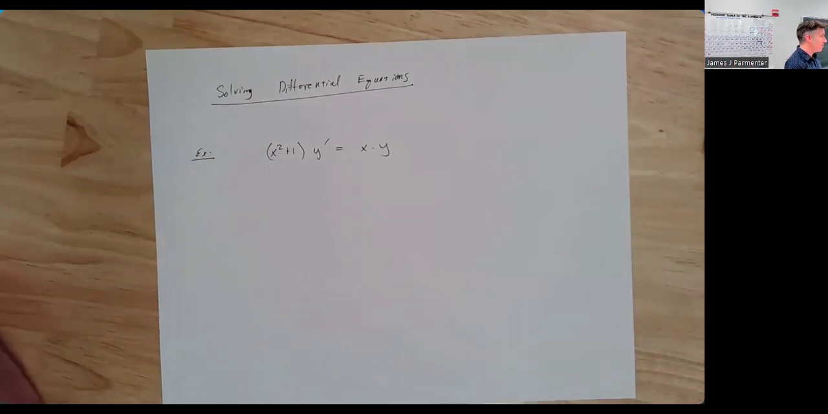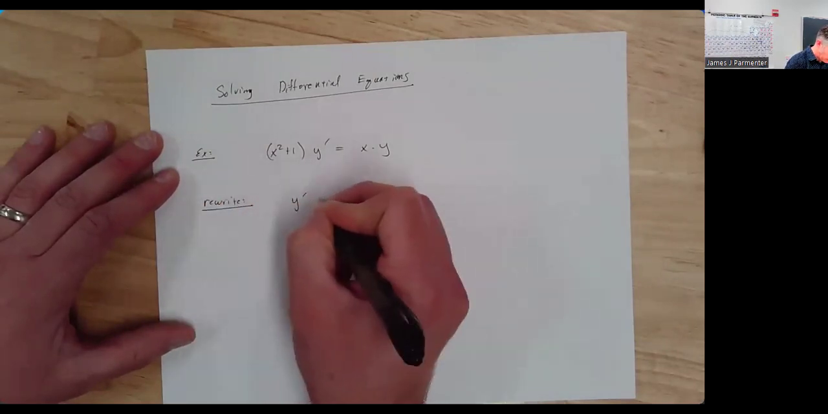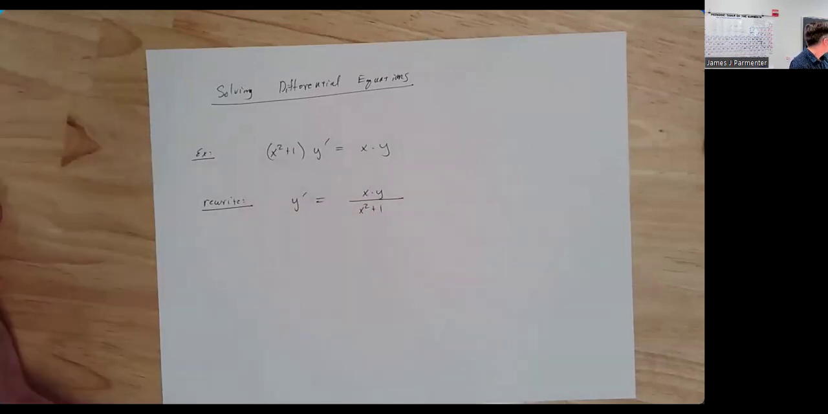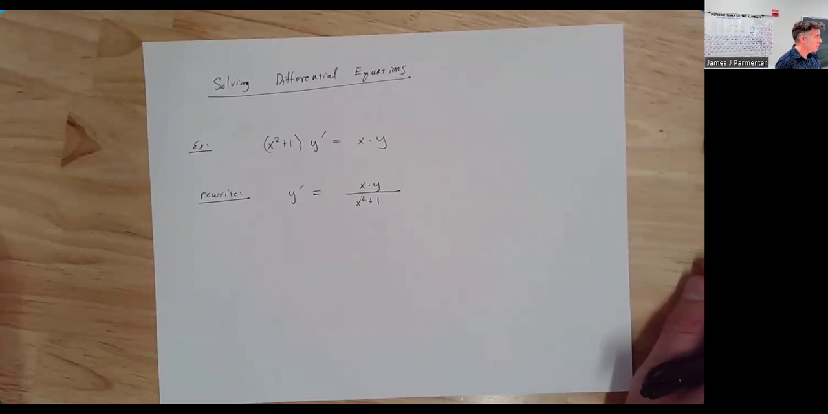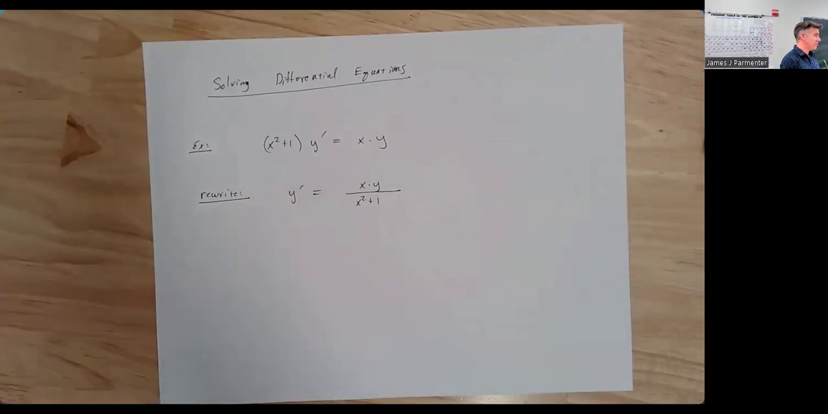Usually, if I'm trying to think about whether or not this is separable, I'm going to isolate my y prime on one side. So I'm going to rewrite this as y prime equal to x times y divided by x squared plus 1. And then the equation will be separable if you can write this side as a product of x things times y things. Meaning you have to be able to separate the x things and the y things, but specifically via multiplication or division.